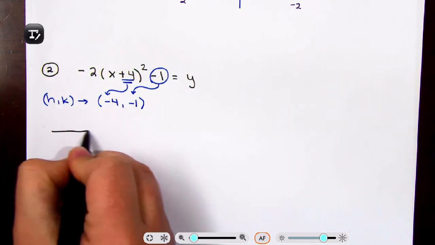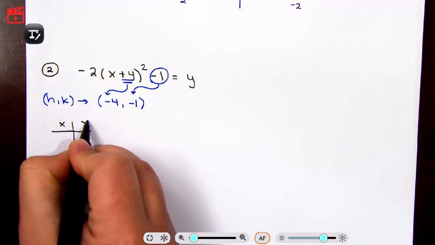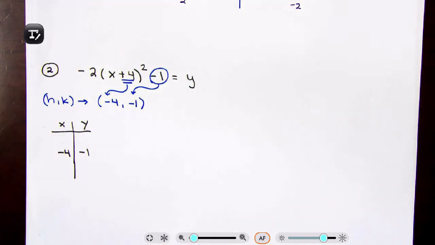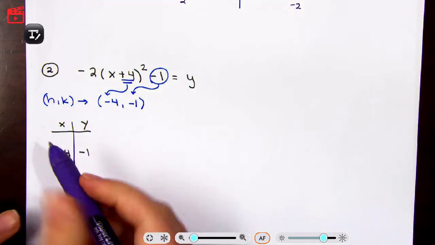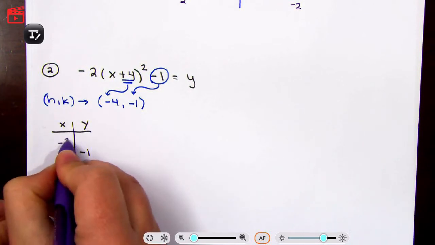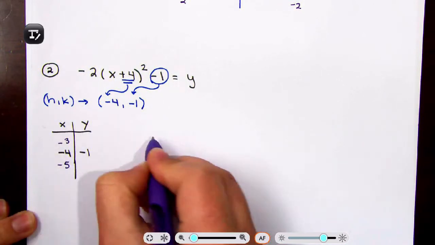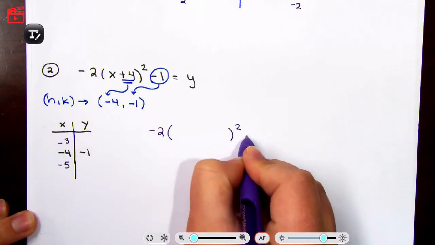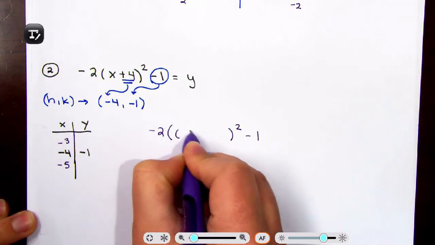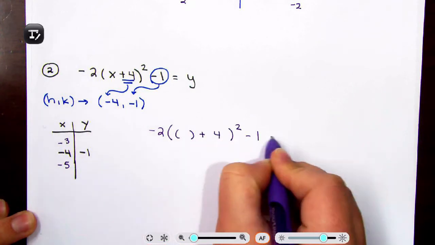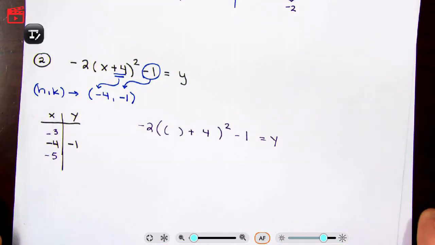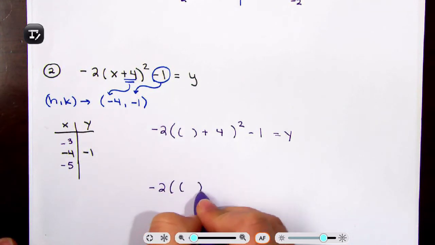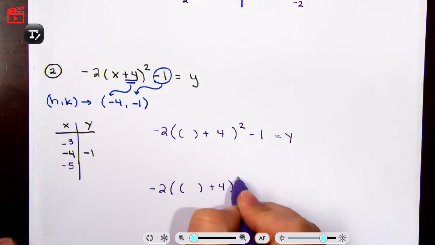Doing a t-chart here, I'm going to write my x and y value here. For the vertex, I'm going to choose 2 points. So this one here is negative as well. That's okay. I'm going to choose a -3 and a -5. Plugging into my equation, excuse me. So here's my x value plus 4. That's going to equal y. Now I'm going to write this twice. One for my input of -3, one for my input of -5.